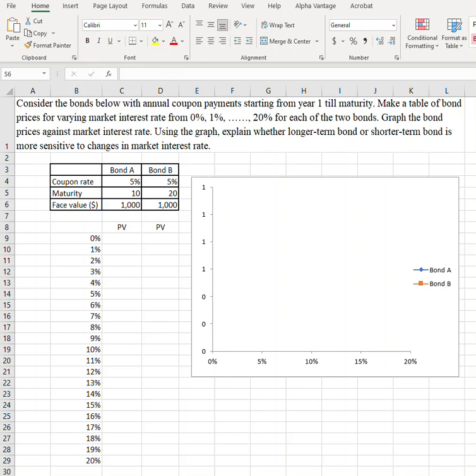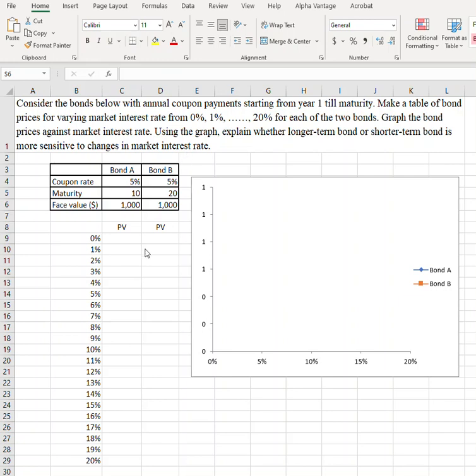Quiz 5, Question 6. Consider the bonds below with annual coupon payments starting from year 1 till maturity. Make a table of bond prices for varying market interest rates from 0% all the way to 20% for each of the two bonds. Graph the bond prices against the market interest rate using the graph. Explain whether long-term bond or short-term bond is more sensitive to changes in market interest rates.